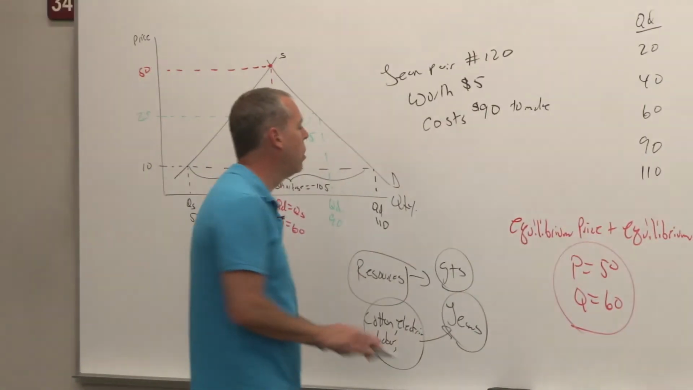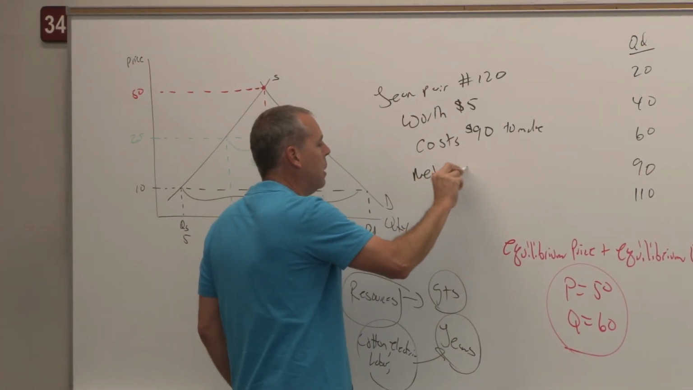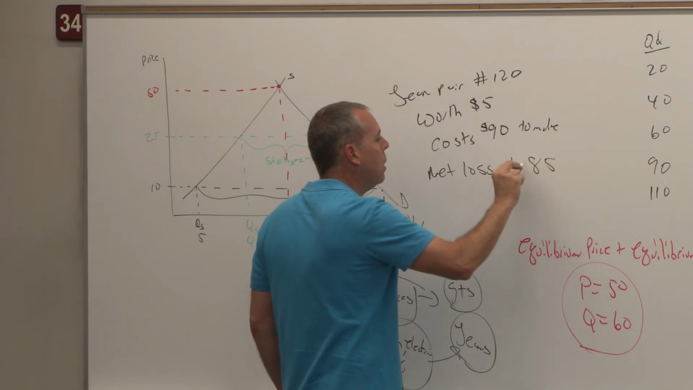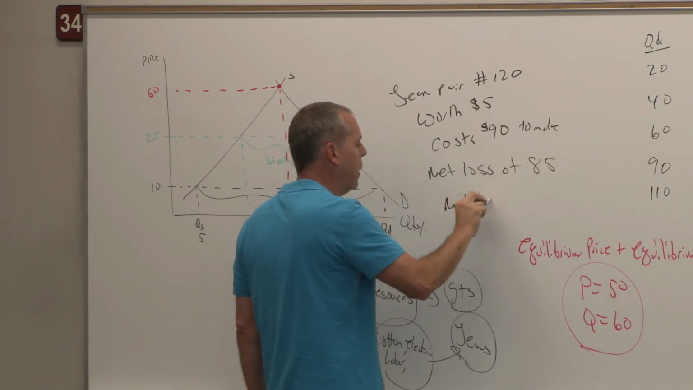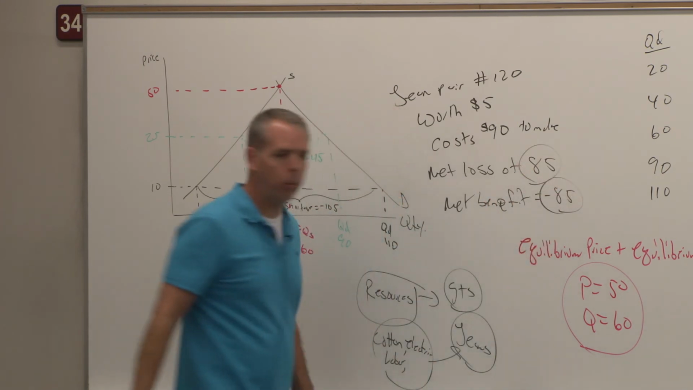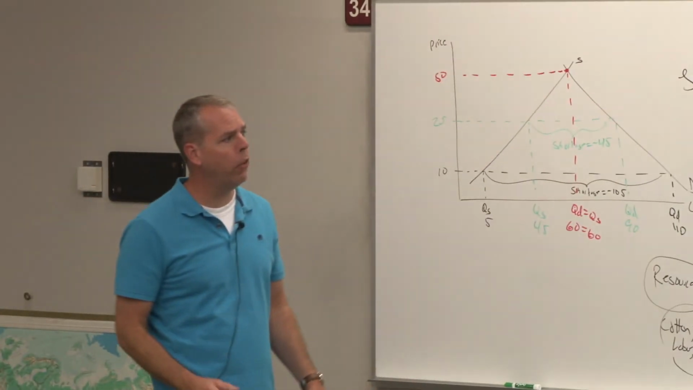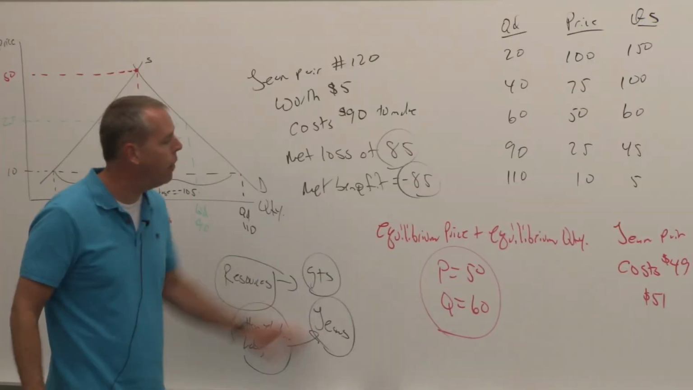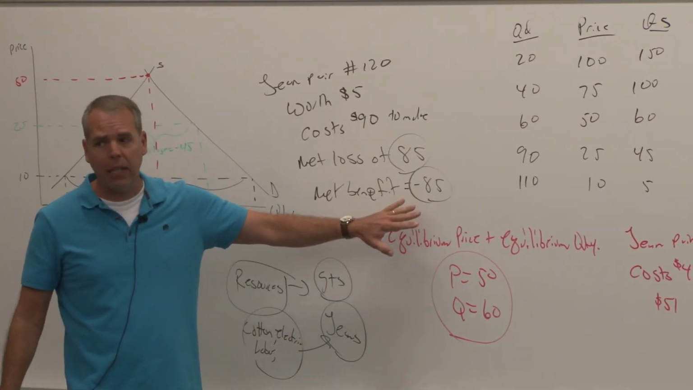Is that a good thing or a bad thing? That's a bad thing, right? We now have a net loss of 85, right? This net benefit here of negative 85. We took $85 worth of resources and threw them away. That's what that means. Once again, in a world of infinite resources, who cares? That wouldn't matter. But we don't live in a world of infinite resources. We live in a world of finite resources. And so if we're wasting these resources, that's bad. That's not good.